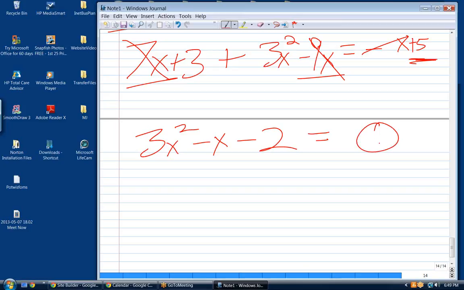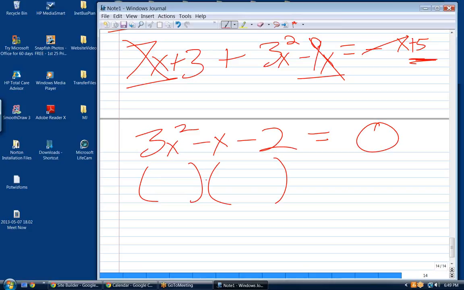The reason I want this to be 0 is because I'm going to factor this into two things times one another. And in algebra, whenever you've got two things times one another equal to 0, one of them has to be 0, so we can solve the equation. I don't have any way to solve this other than trying to factor. So let's try to factor this.